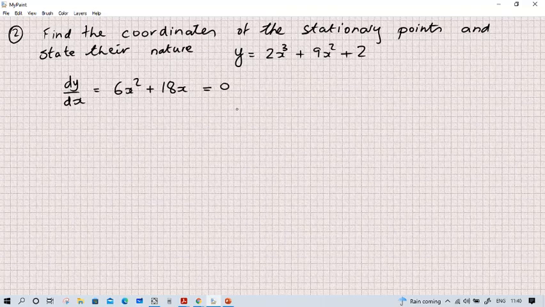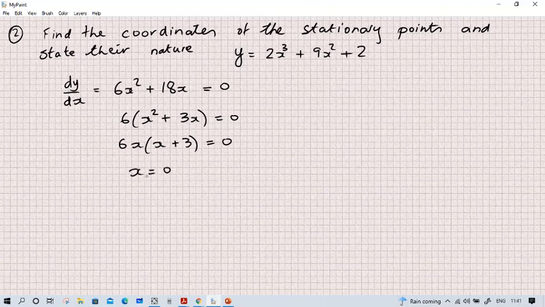Now we have a quadratic equation, and this quadratic equation we can factor. We first of all factor out the 6 on x squared plus 3x. And then if we further factor that, we have 6x times (x plus 3) equals 0. So we have two possible values: x equals 0 or x equals negative 3.